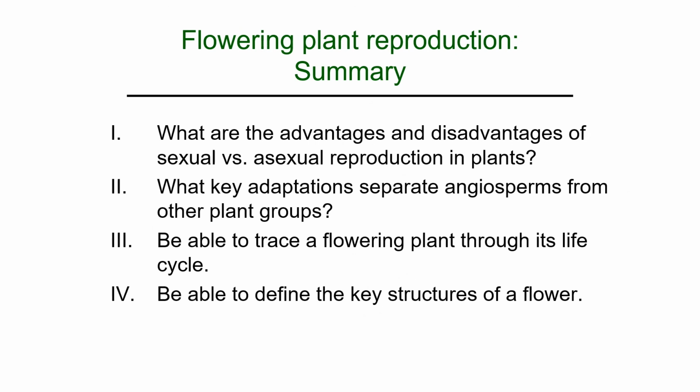So just to summarize, we've spent some time thinking about advantages and disadvantages of different types of plant reproduction and some of the key adaptations that separate the angiosperms from the other plant groups, notably the flowers. By the end of your work this week, you should be able to trace a flowering plant through its life cycle, understand what's meant by the alternation of generations, understand that alternation between a diploid and a haploid state that's very typical of the plant life cycle, and then also make sure that you can define the key structures of the flower.